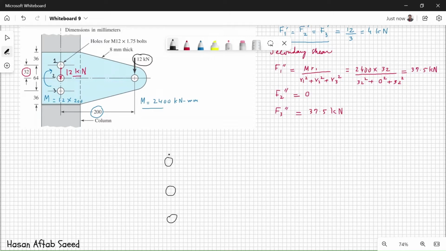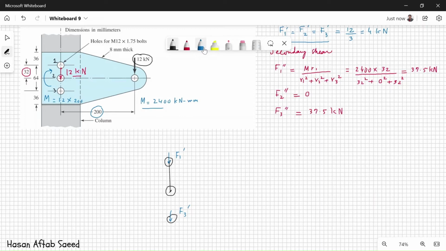F1 and F3 primes are simple enough. This is F1 prime. This is F3 prime. These are the same directions as the applied load. As far as the directions of F1 double prime and F3 double prime are concerned, please recall from the theory that it is simply a matter of joining with the help of a straight line the center of the bolt group with the center of the bolt in question, and the shear will be perpendicular to that line.